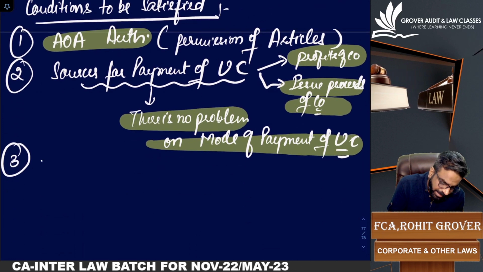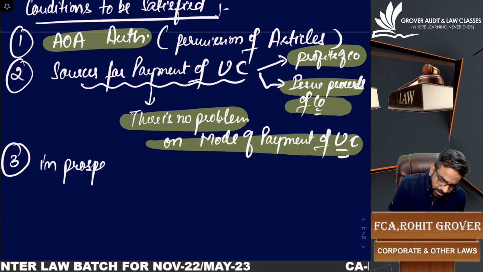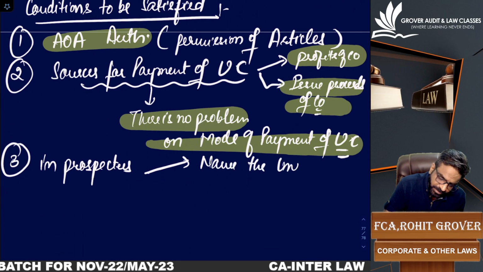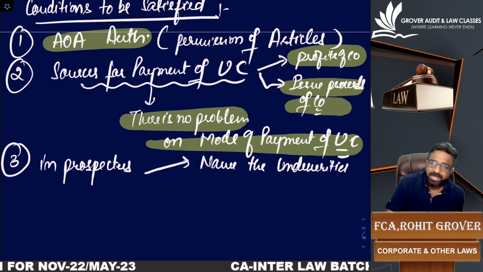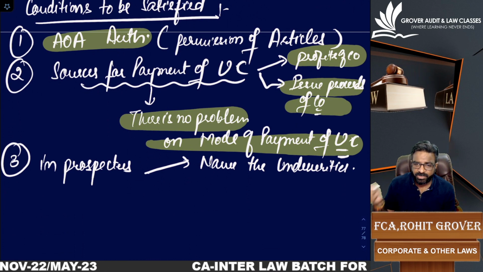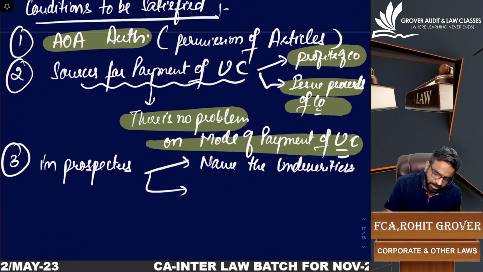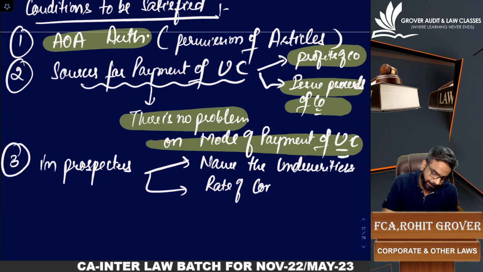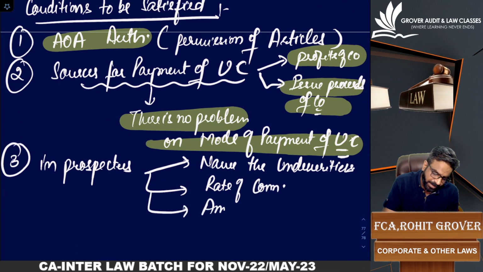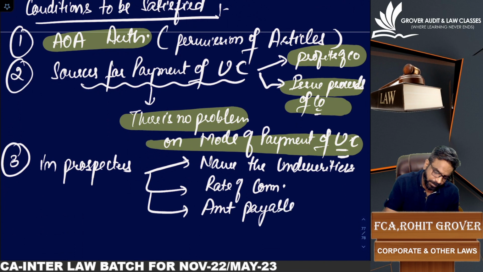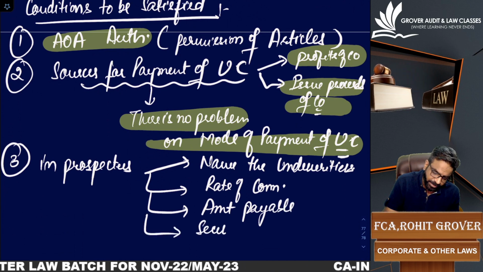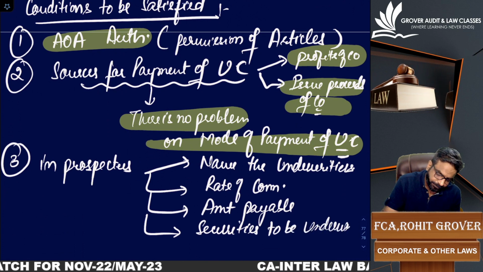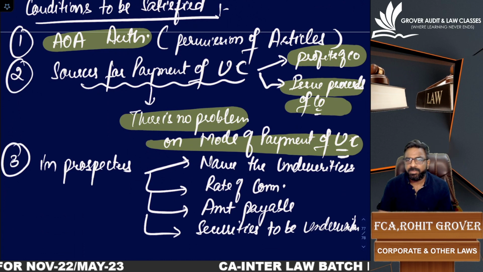Point number 3. In the prospectus, you have to name the underwriters, like we name the stock exchanges where we have applied for the trading permission. Then the rate of commission, then the amount payable, or securities to be underwritten. All this information you already have to include in your prospectus.